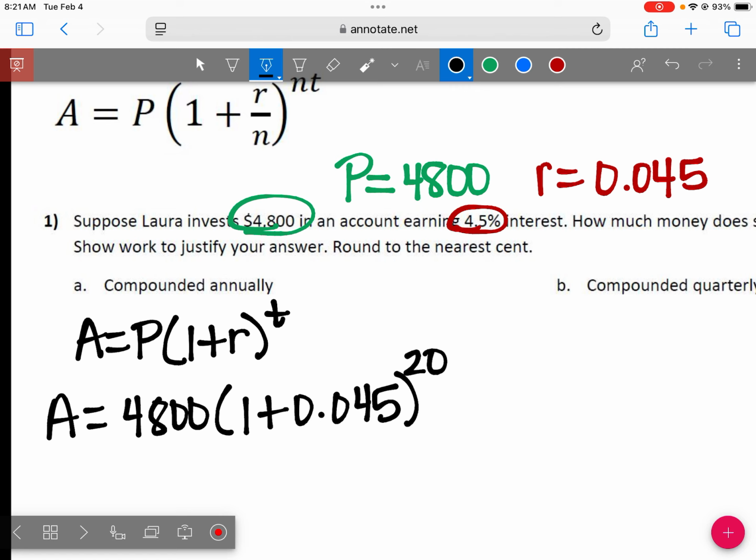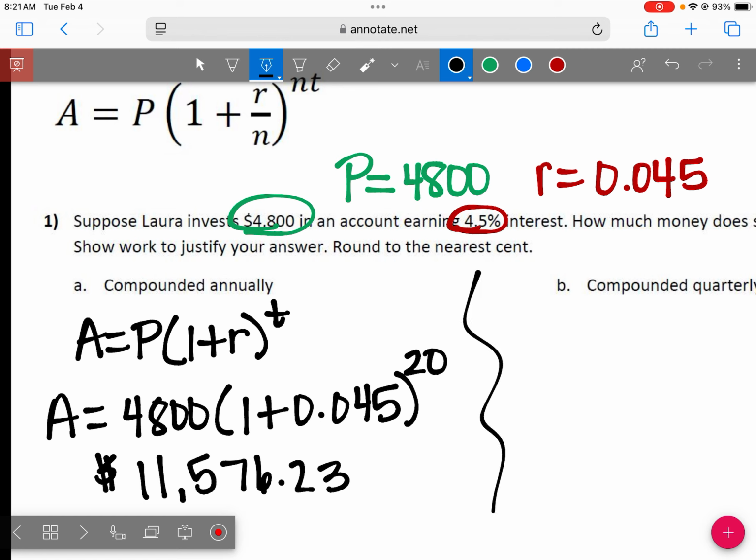All right, anybody want to volunteer what they got? Let me see what you write, what you get. Type it in. Did you type yours in yet? Yep, that's right. 11,576, and then what's the numbers after the decimal? 22, 23. Really, it's 23 because we can round that. All right, who had that answer?